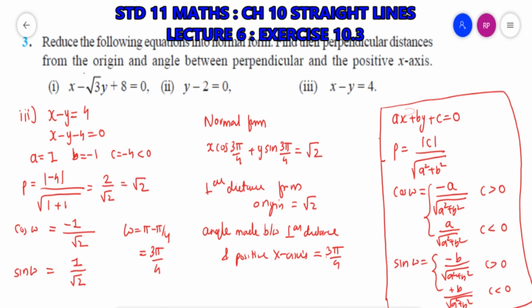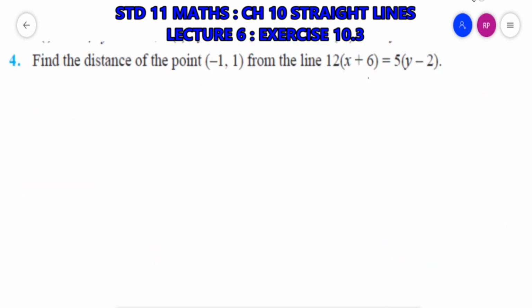Now let's move to the next question. Find the distance of the point minus 1, 1 from the line 12 into x plus 6 equal to 5 into y minus 2. So first, let's reduce. Now see, first let me give the equation.